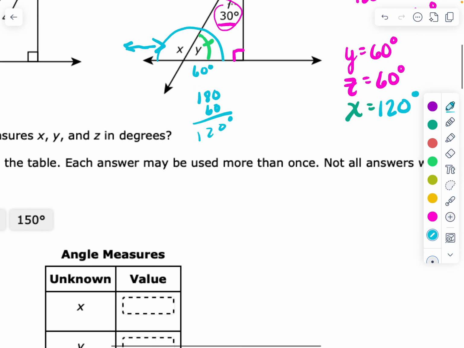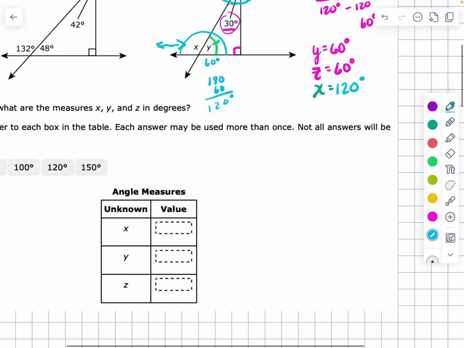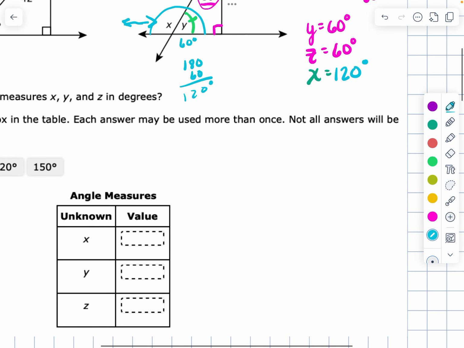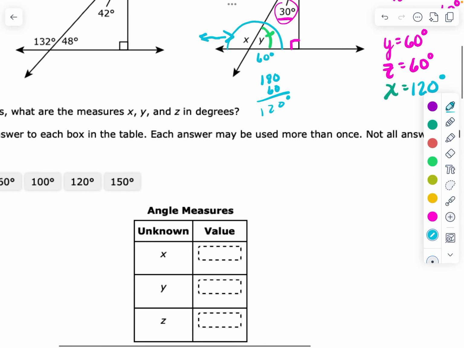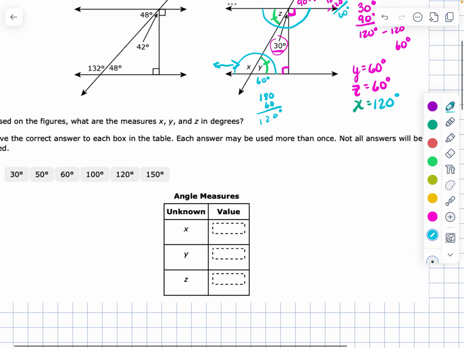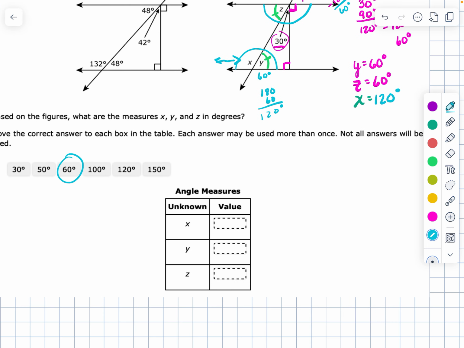So all we need to do is drag these numbers in there. So we've got 60 degrees is going to be y, so you just have to be careful you put them in the right spot, and z, so you're going to have to use that one twice, and then x is 120. Okay, this is a 2-point problem, by the way, so just be really careful and you get 2 points on that one as opposed to 1 for most of them.